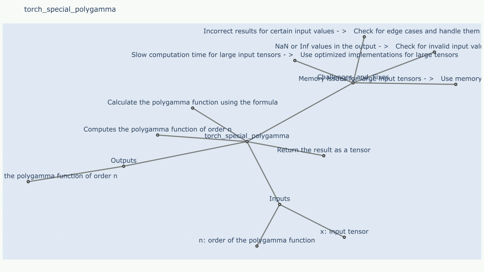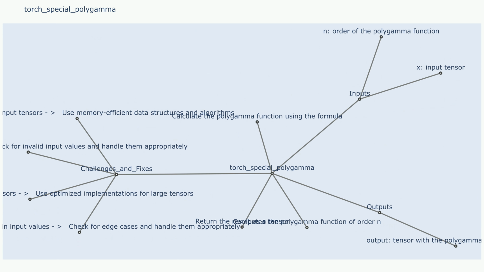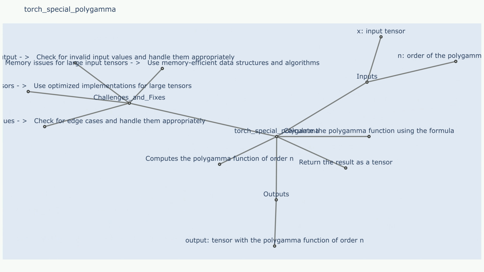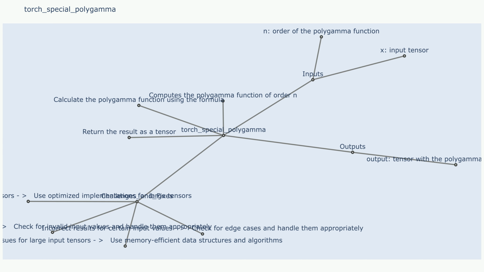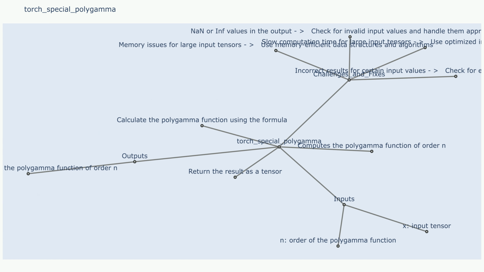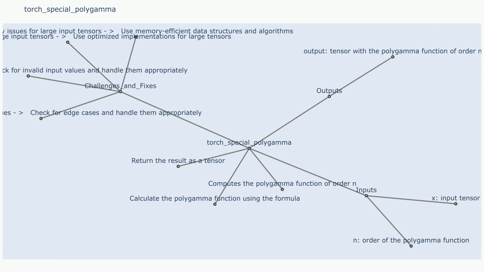Steps: the function takes two inputs, n and x. It calculates the nth derivative of the digamma function at the input values x. It returns a tensor of the same shape as x containing the polygamma function values. Challenges and fixes. Challenge 1: input values may be negative or 0. Sample use case that resulted in challenge 1: torch.special.polygamma(1, -1). Fixes to challenge 1: the polygamma function is not defined for negative or 0 values. The function will throw an error in these cases.